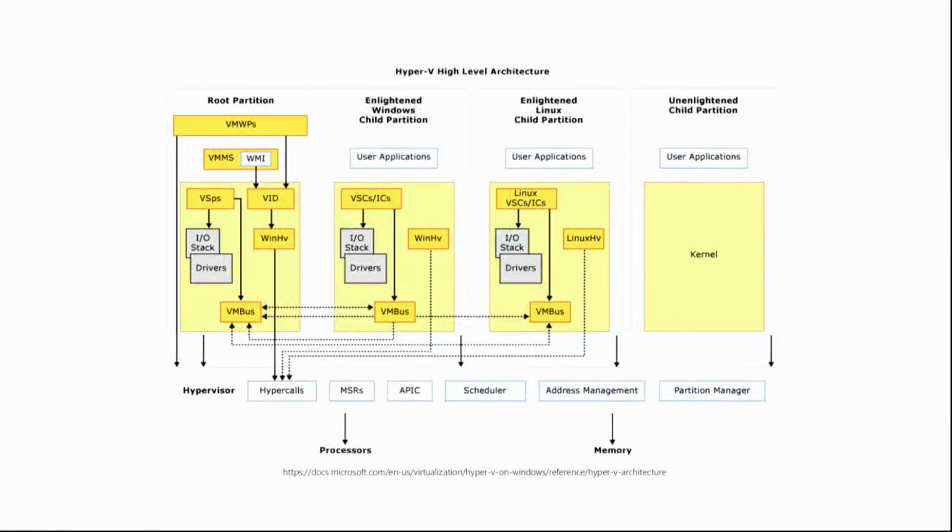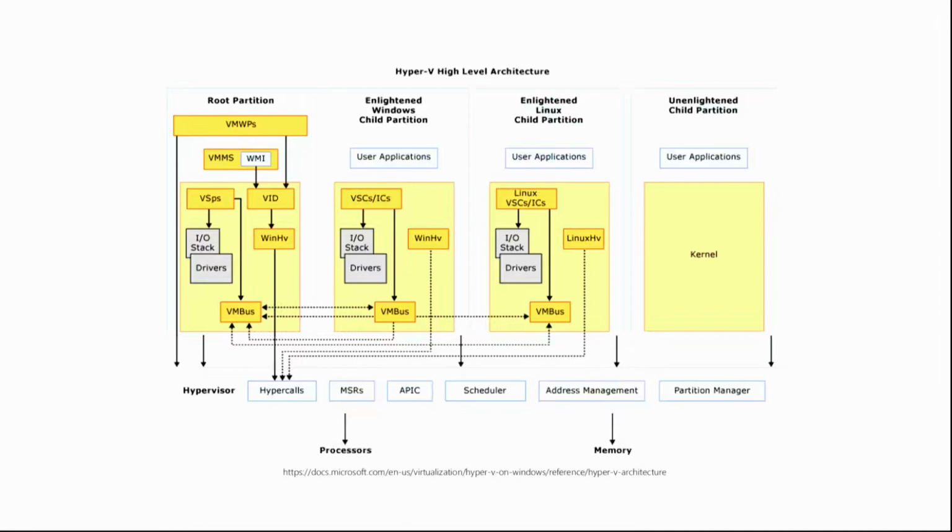So we have two types of child partitions. You have an enlightened partition and unenlightened. Enlightened partition essentially means that it's aware it's running within Hyper-V. It contains some integration components. These components are going to be referred to as VSCs, or virtualization service consumers, and they communicate with something called VM bus.